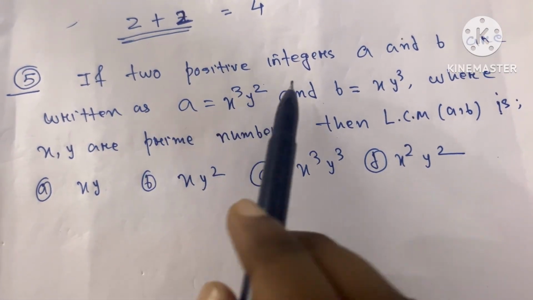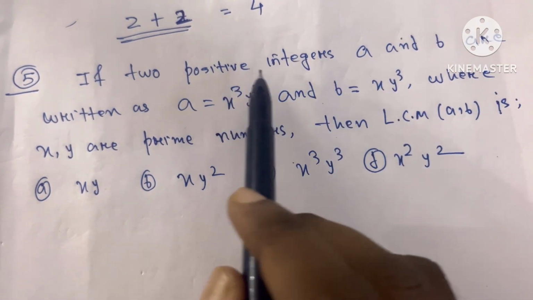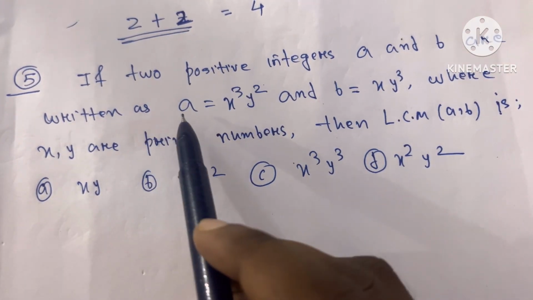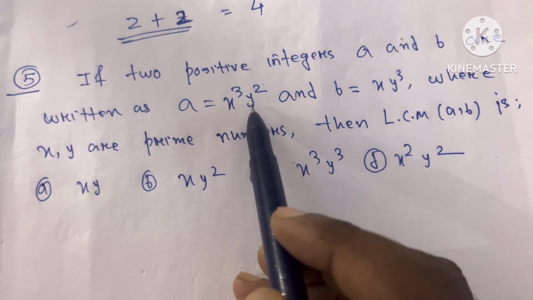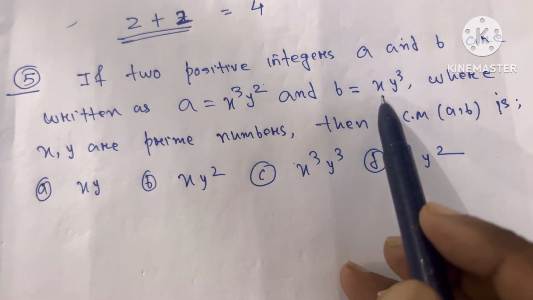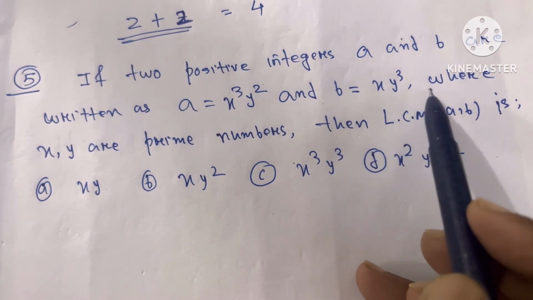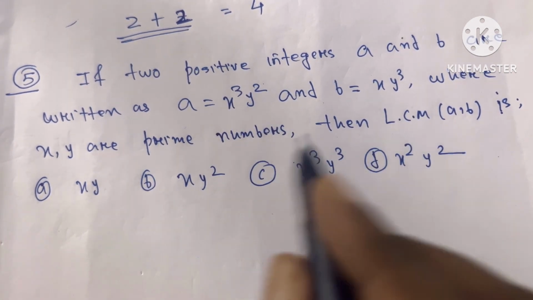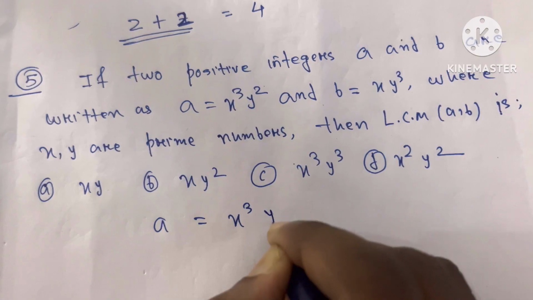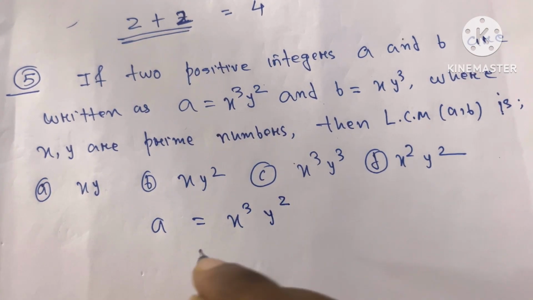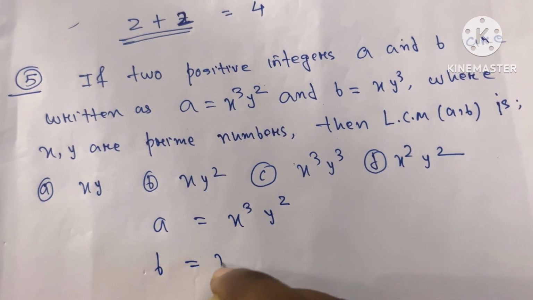Question number 5: if two positive integers a and b are written as a = x³y² and b = xy³, where x and y are prime numbers, that means the number a is equal to x to the power 3 into y to the power 2, and b is equal to x y to the power 3.